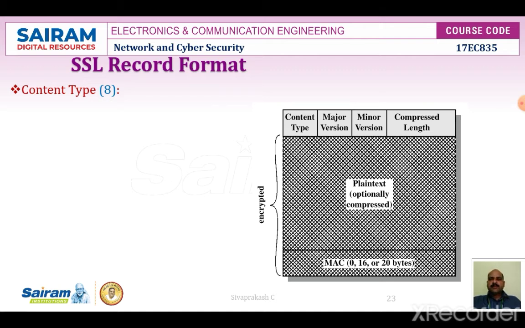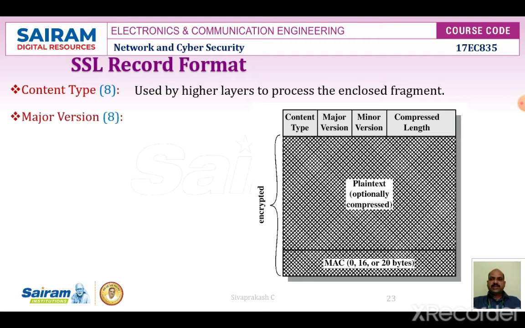Then the final step of the SSL record protocol processing is to prepare a header consisting of the following fields. The first one is content type, which is 8 bits. It is the higher layer protocol used to process the enclosed fragment. The next one is the major version. The major version of 8 bits indicates the major version of SSL in use. For SSL version 3, the value is 3.